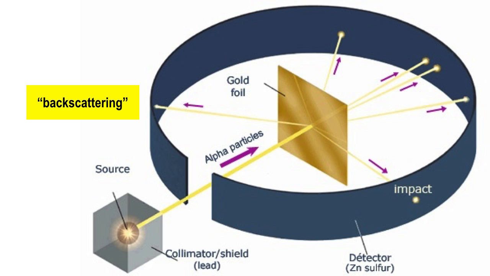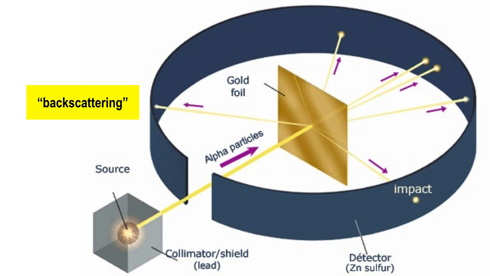So here's his device. Over here is this source of alpha particles. And then he sends the beam in through this little opening, and this ring-shaped kind of cylinder with a little bit of a hole in it, that's his detector, a zinc sulfide detector.